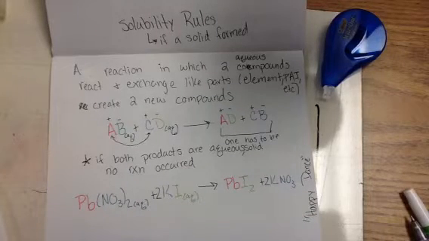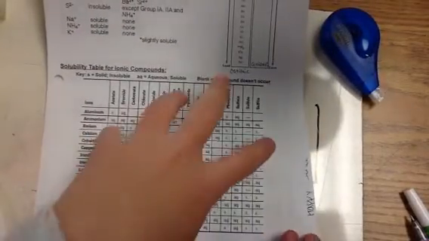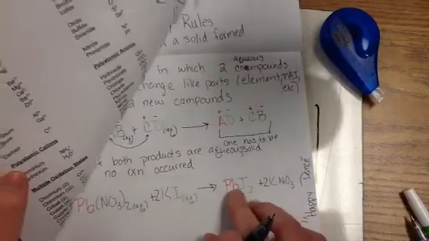The way you're going to do that is you're going to look at your resource sheet. There are 2 ways to do this. You probably will end up using this one more often and this one as a backup. So let's explain this one first. So I need to find lead iodide and see what the state of matter is.